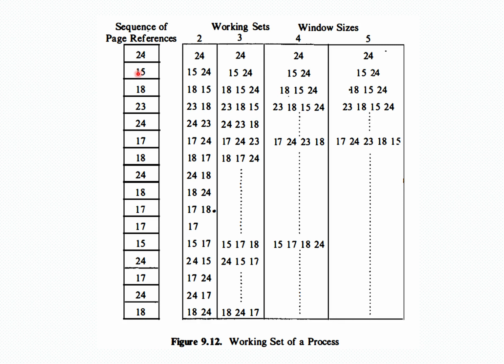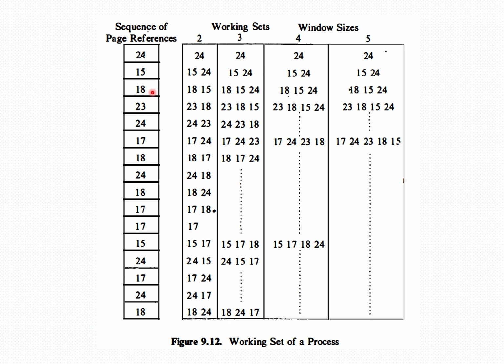And then in the next page reference, 24 is executed and then 15 is demanded. So 15 is loaded from the secondary memory, that is from the swap device. If the window size is 2, then the working set is already full. So the working set is currently 15 and 24. These are the 2 pages considered as the working set, currently associated with the executing process. With window size 3, only 2 pages are used, so I can still store one more page, with window size 4 I can store 2 more pages, and here 3 more pages.